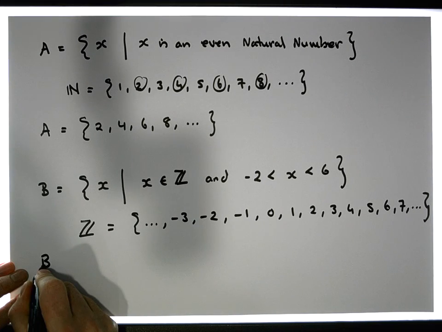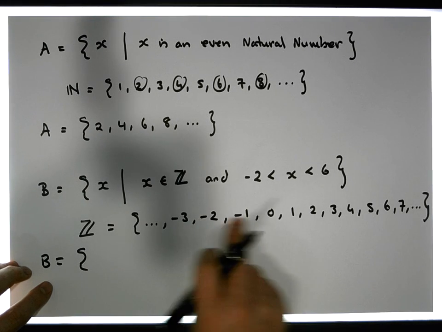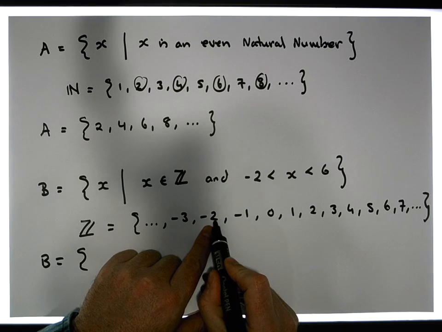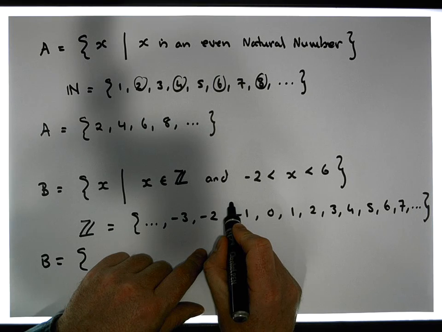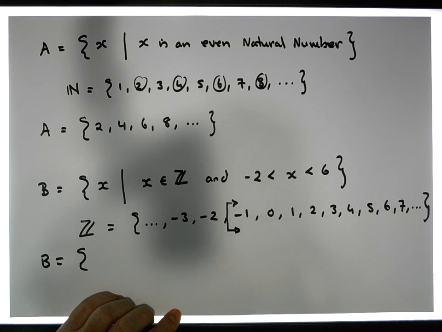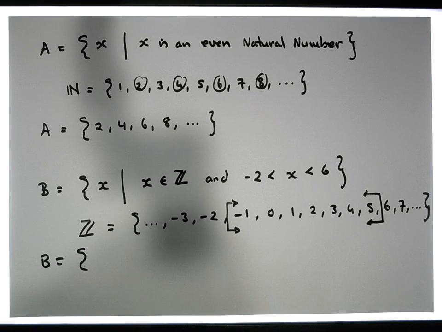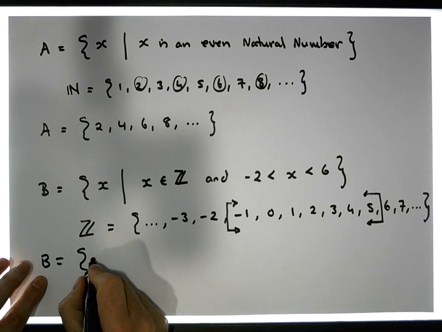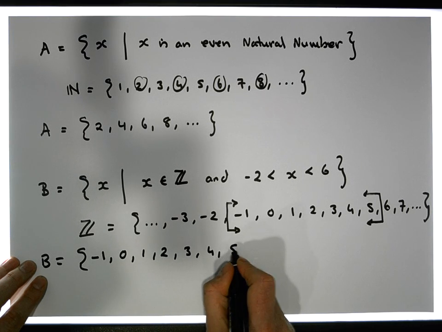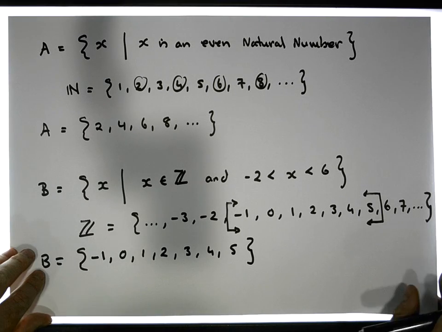And B in roster notation, who can get in here? Well, you have to be an integer, so you can only be one of these numbers. And you need to be bigger than -2, so all the numbers that are bigger than -2 are over here. But another condition is you must be less than 6. So the things that are less than 6 are over here. So actually, what we have now is that the set B in roster notation contains the values -1, 0, 1, 2, 3, 4, and 5. It has cardinality 1, 2, 3, 4, 5, 6, 7, so it has cardinality 7.